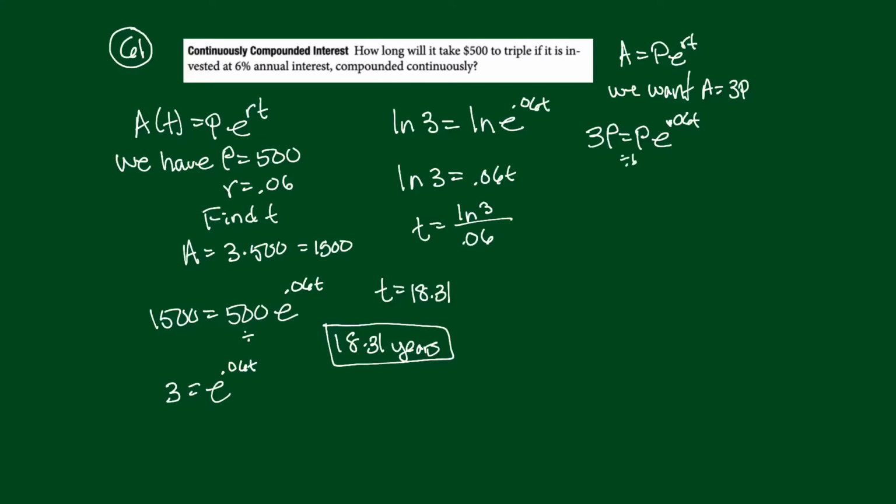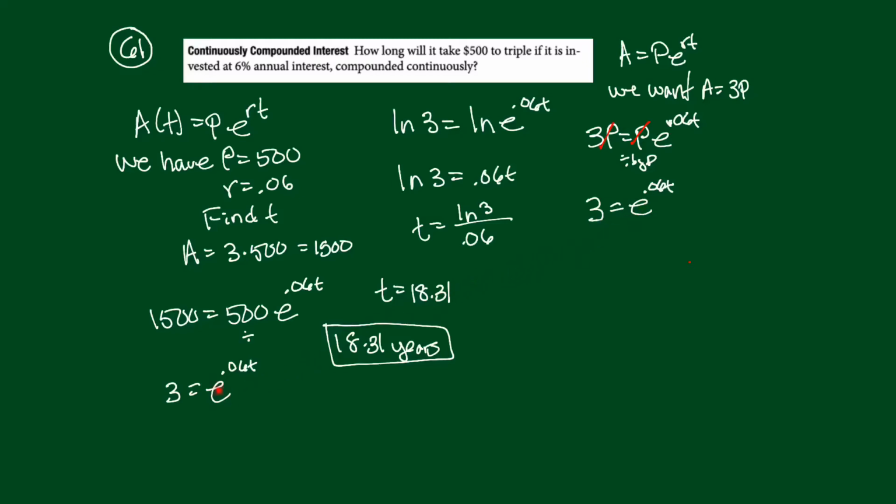Now divide by P. If you divide by P, and P is not equal to 0 because that would mean we're investing nothing, those cancel, right? And we get this. 3 equals e to the 0.06 t. Actually before we take logs, you see this? 3 equals e to the 0.06 t.